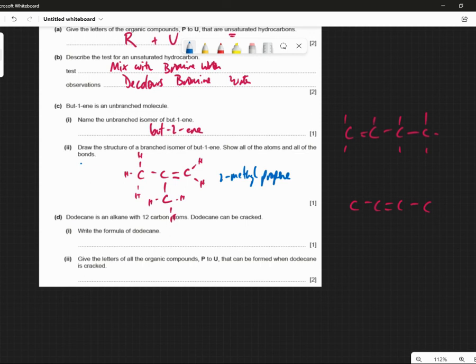Dodecane is an alkane with 12 carbon atoms. Dodecane can be cracked. Give the formula of dodecane. Well, the general formula is CnH2n+2. There's 12 carbons, so 2 times 12 is 24, plus 2 is 26.